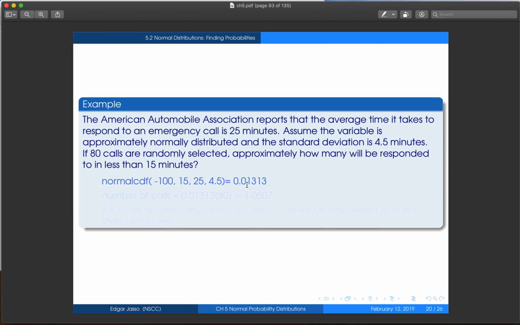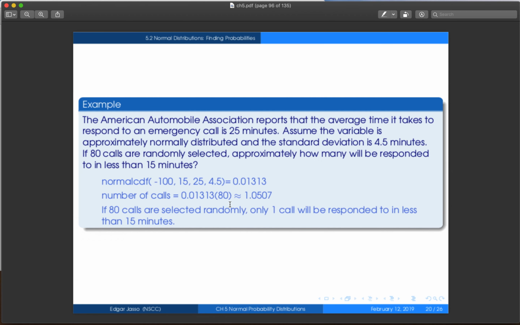Now this is not the answer. The question asks how many calls if there were 80. So it's 1.3% of the calls. I have to multiply that times the 80, right? Which is basically about 1 call. Okay, so this is section 5.2. Be sure you get this, and I'll make a video for 5.3 in a minute.